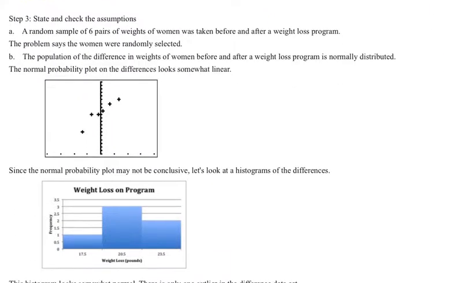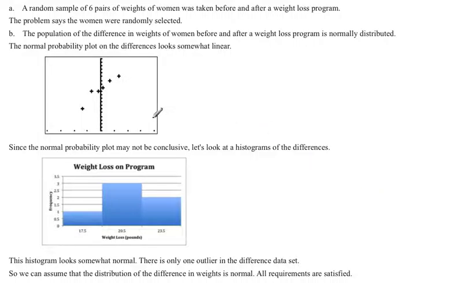So to figure this out, we're going to look at the normal probability plot. If you look at this, it looks like it's somewhat linear. One dot's a little off, but the rest of them all look like they fall on a line.